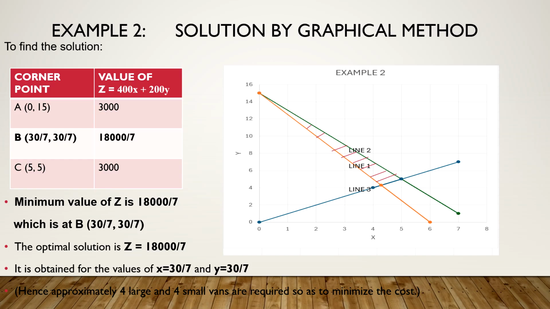Now see over here, the feasible region has 3 corner points for which you have to evaluate the objective function. 2 points are simple. First point, say A, which is (0, 15), and the point C, which is (5, 5). So that is simple. But the third point, you need to find.